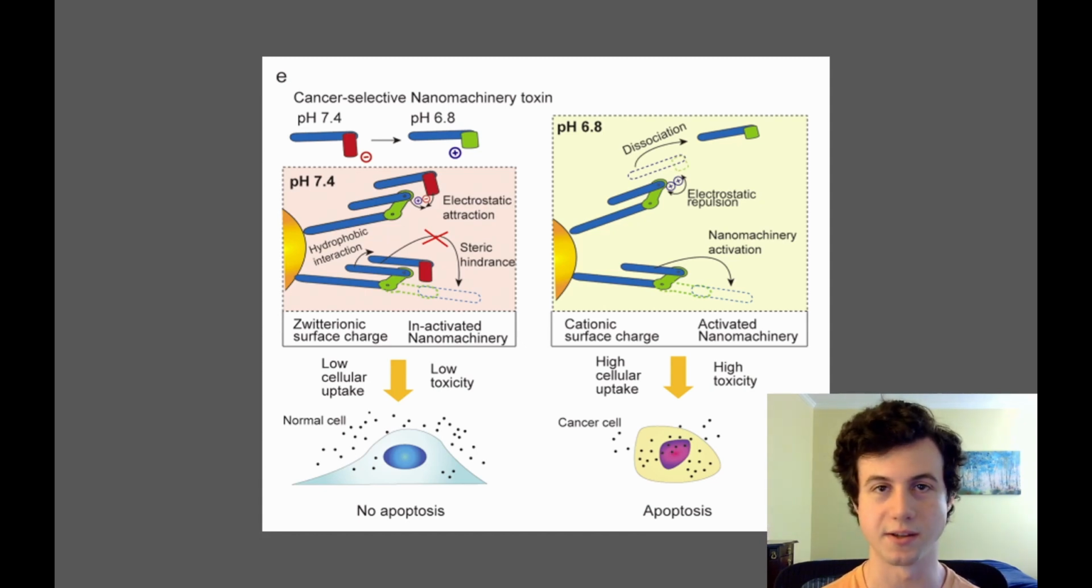And this really is a quite elegant solution, since obviously normal cells and cancer cells are actually pretty similar in their actual structure. They both have the same sort of bilayer membrane, but this one difference of the slight change in pH allows them to only attack cancer cells and sort of make the nanomachine inert for normal cells.